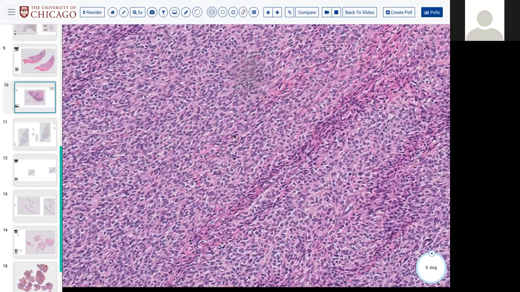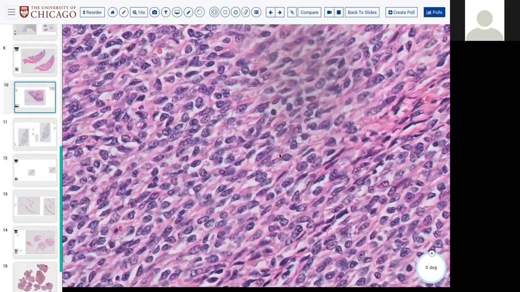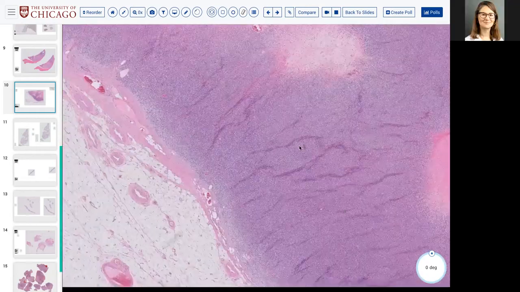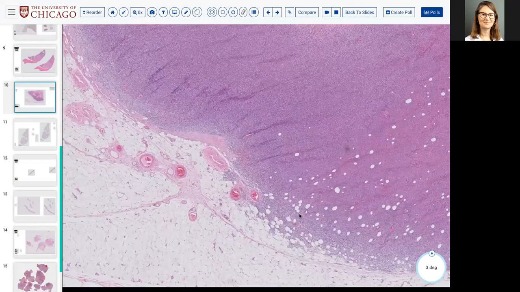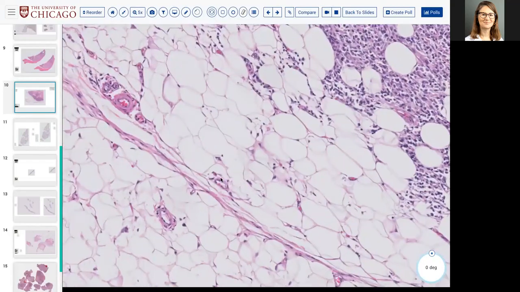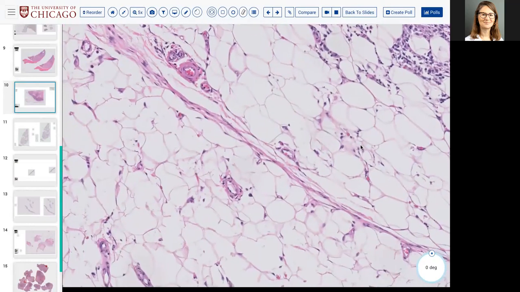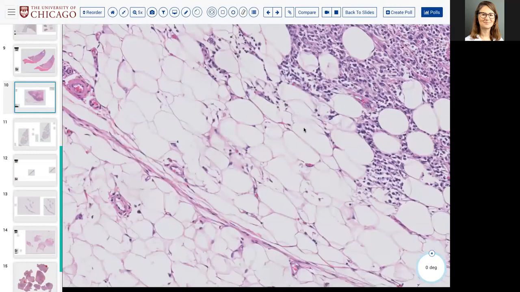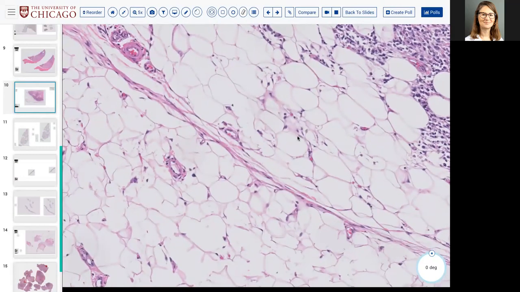Go ahead. I guess I'm saying liposarc, and you're saying this was S100 negative. It's S100 negative, but certainly that doesn't exclude liposarc. What kind of liposarc? A round cell or a de-diff? Yes, you could. The answer is it could be either, right?